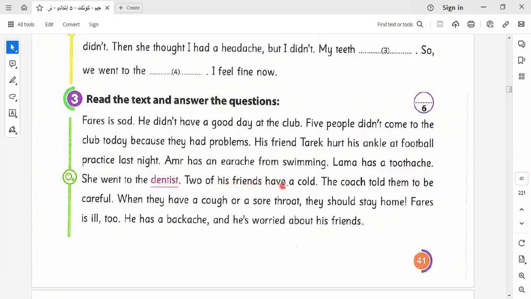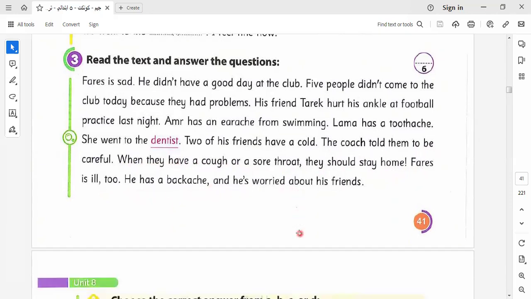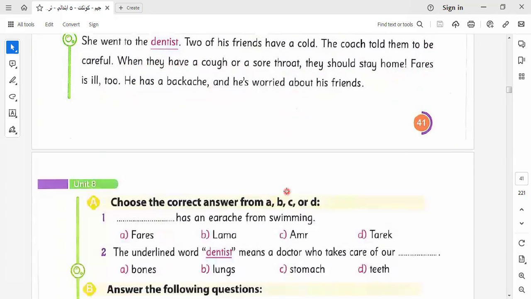2 of his friends have a cold. The coach told them to be careful when they have a cough or sore throat. They should stay home. Faris is ill too. He has a backache, and he's worried about his friends.